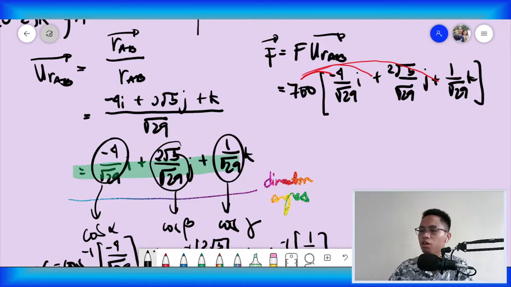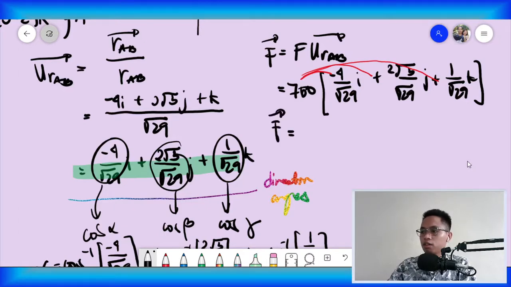Then, to check if you are correct, you can take the magnitude of this unit vector. Okay, you take its magnitude. I'm really sure that the magnitude you will get here is equal to 1, because again that's a unit vector, so that is equal to a magnitude of 1. Okay, so now we have distributed it.